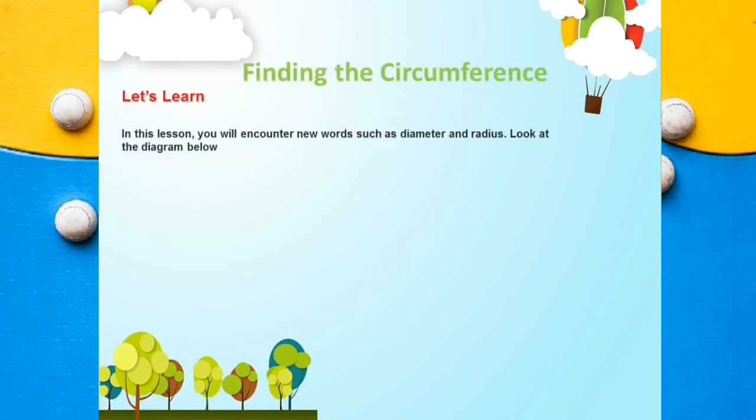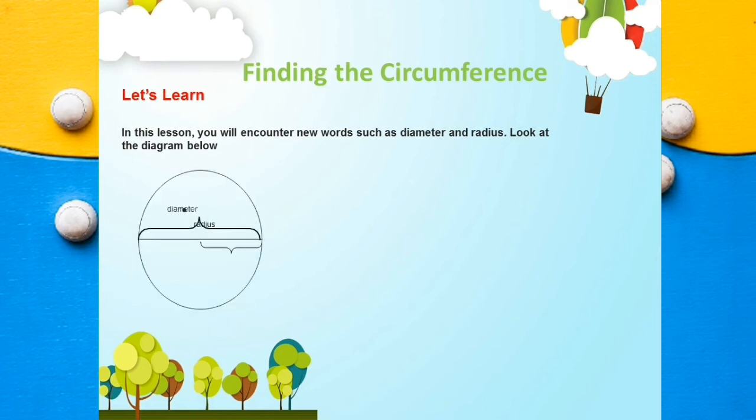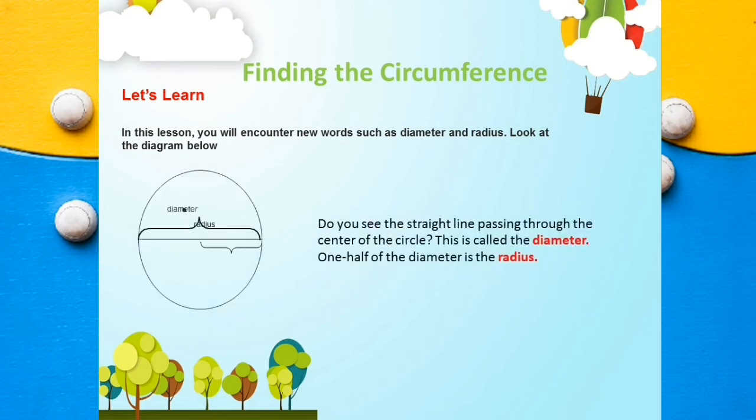So next, finding the circumference. Let's learn. In this lesson, you will encounter new words such as diameter and radius. Look at the diagram below. Do you see the straight line passing through the center of the circle? This is called the diameter. Okay, so yung straight line na pass doon sa center ng circle, ang tawag doon ay diameter. So half of the diameter is the radius.